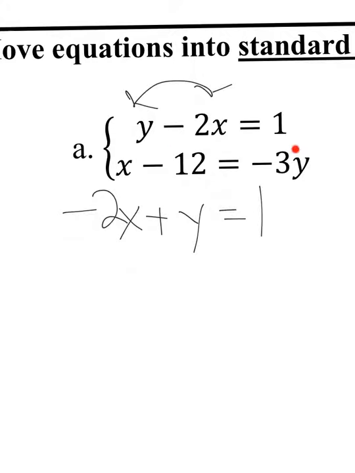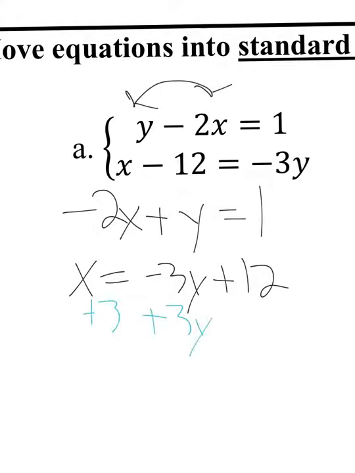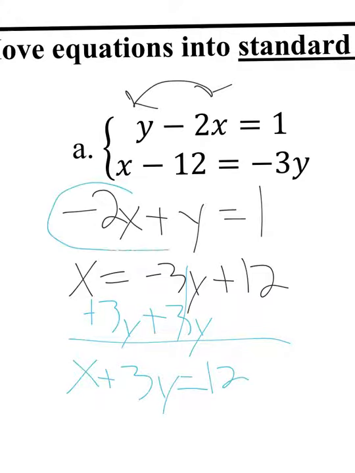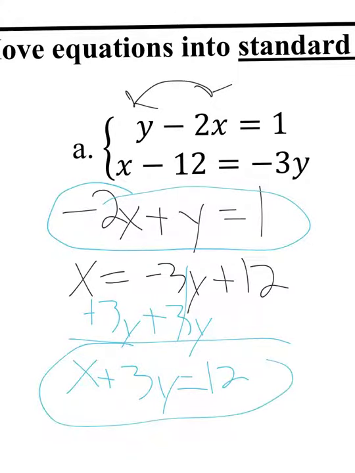How can I get this equation into standard form? Well, I know I can add 12 to the other side, so I'm going to write x equals negative 3y plus 12. And then I know I can add 3y to the other side. And so I have x plus 3y equals 12. Now this one's in standard form. So I have this equation here, this equation there.